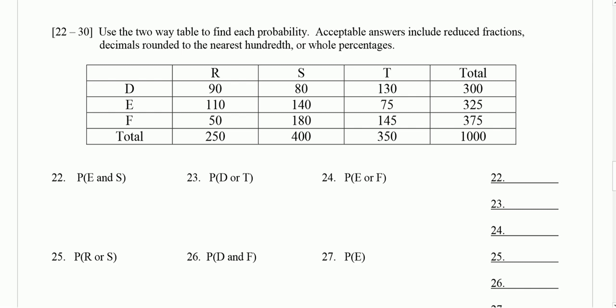Number 22 to 30, we're to use the two-way table to find each probability. Acceptable answers include reduced fractions, decimals rounded to the nearest hundredth, or whole percentages. So 22, we want the probability of P and S. Sorry, E and S. So that would be the 140 over the 1000. We can divide top and bottom by 10 and get 14 over 100. And divide those by 2 and get 7 over 50.